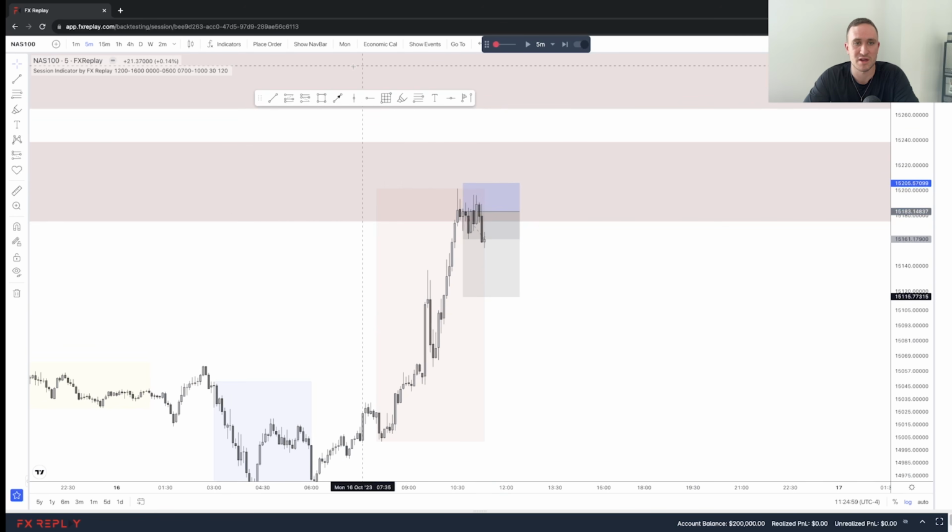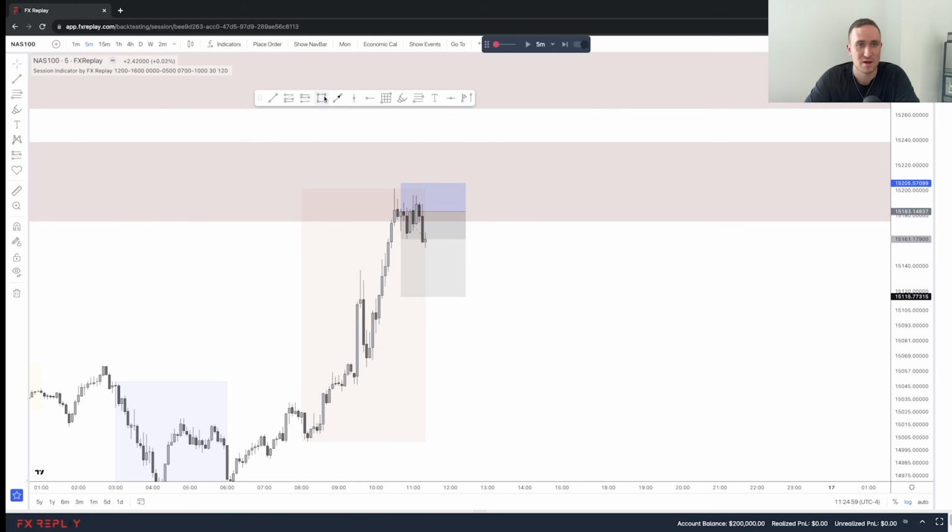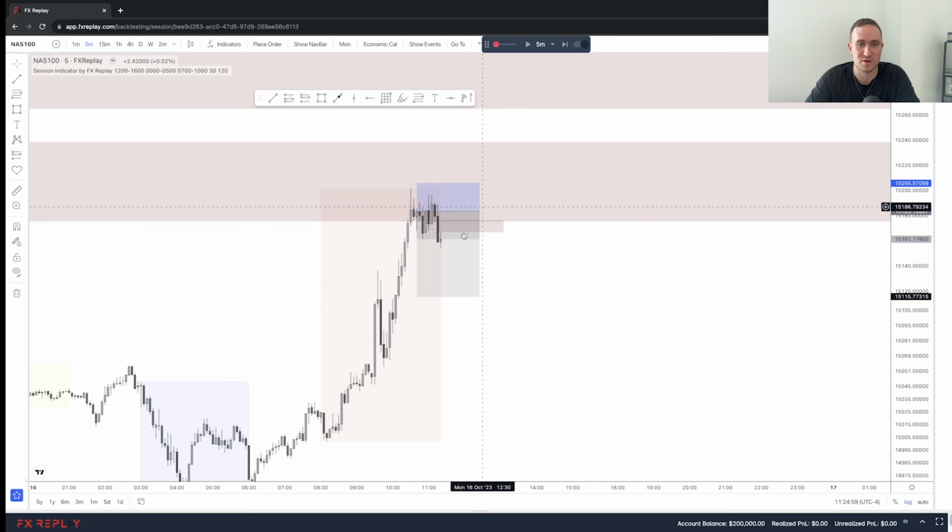This could have been another entry if you were someone who wanted to wait for confirmation entry on the 5-minute time frame. There was another entry right here. You can see this candle to this candle low, we started creating a nice fair value gap. So this is actually another area of interest that you could have entered.